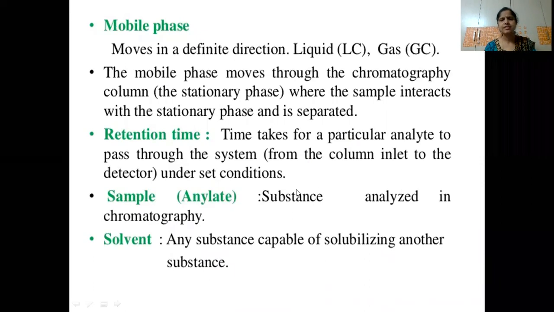Then the other term is sample or the analyte. It is nothing but the sample for which we have to do this chromatography technique. And solvent. Solvent is any substance which is capable of solubilizing another substance. If we have any solid sample, then we need some solvent to solubilize it. So that is a solvent.